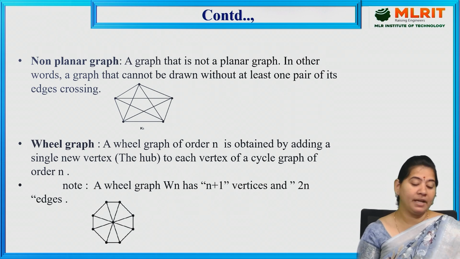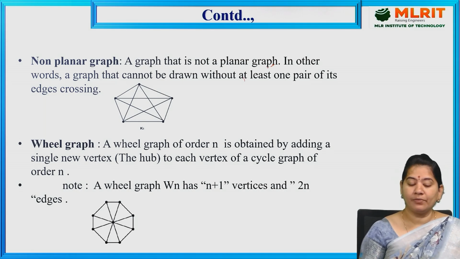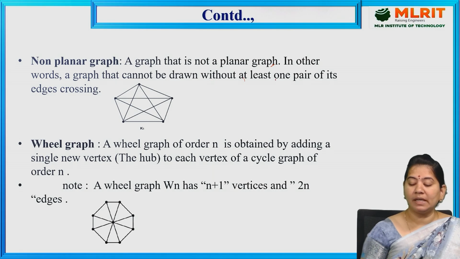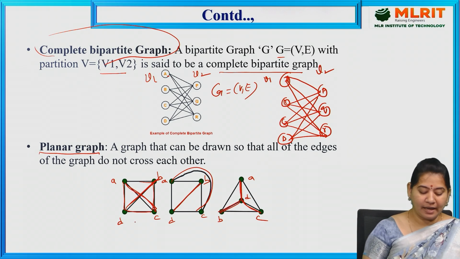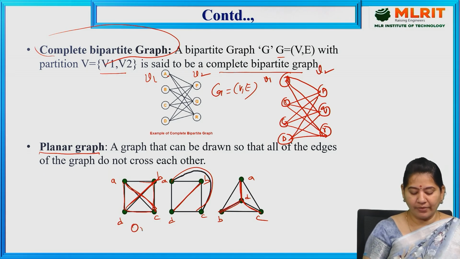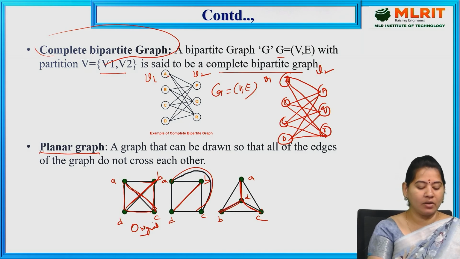Then what is meant by a non-planar graph? A graph that is not a planar graph, in other words, a graph which cannot be drawn without at least one pair of its edges crossing. So these graphs I am able to draw without edges crossing. This is the original graph, and I am able to draw it without edges crossing. That's why I can call it planar.